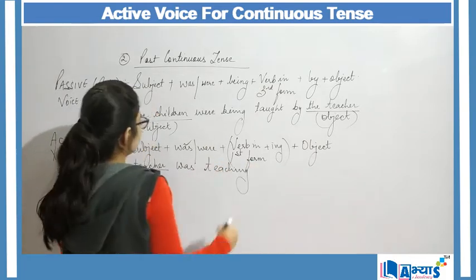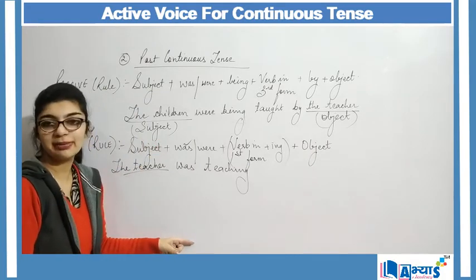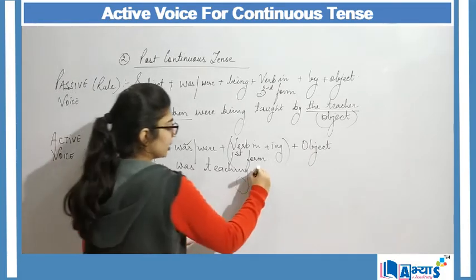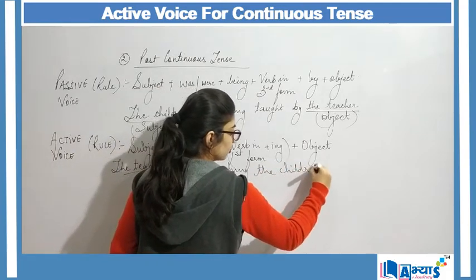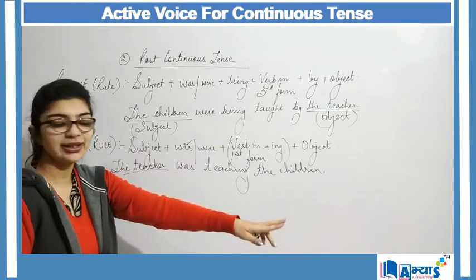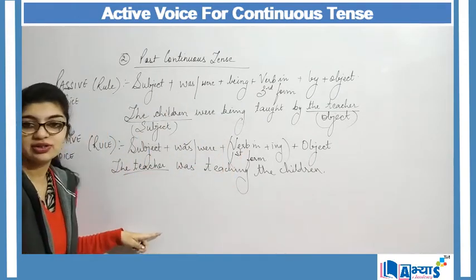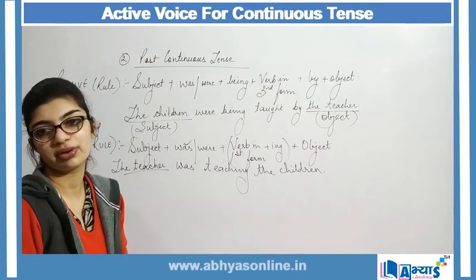And here the subject was children. In active, the children will be my object. So teaching the children. The children were being taught by the teacher converts to the teacher was teaching the children.